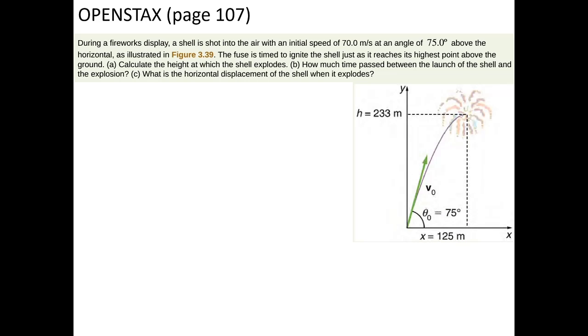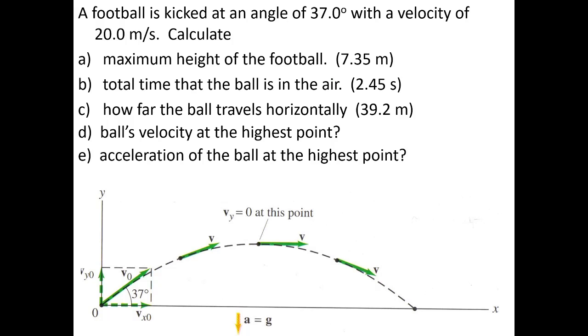Now we're going to move ahead. I'm going to skip this fireworks one for right now, because I really want to be able to spend some time on this football problem. So football is kicked at an angle of 37 degrees with a velocity of 20 meters per second. So we want the maximum height, the total time the ball's in the air, how far the ball travels, velocity at the highest point. Oh, a lot of information here. Now when we do these problems, we split them up. We think about the time up, and we think about the time down, and we do that separately.